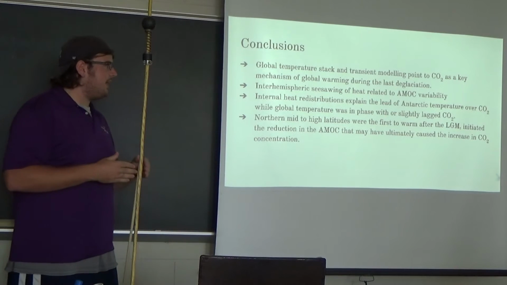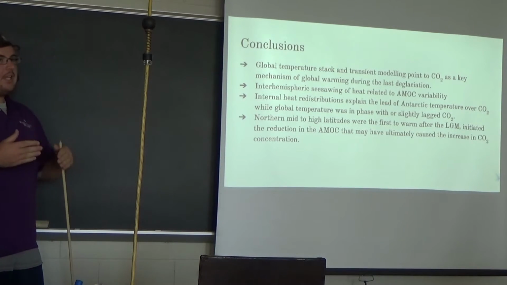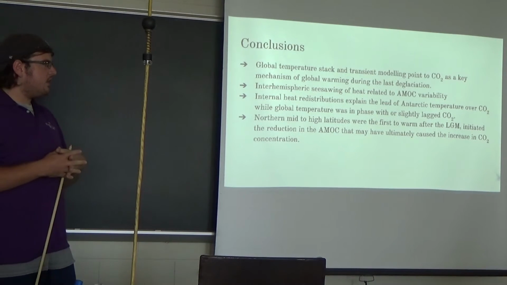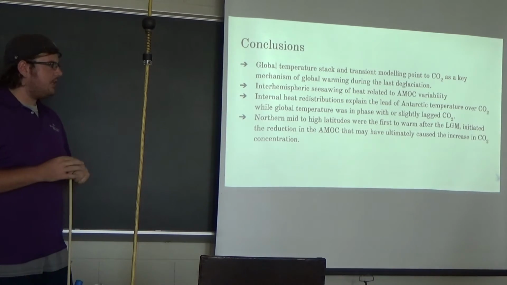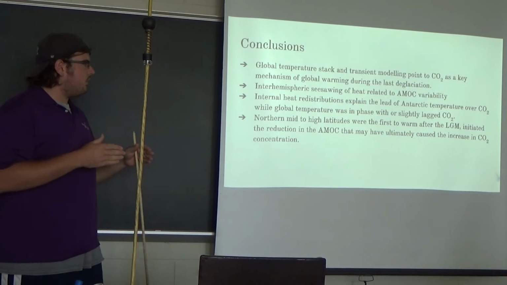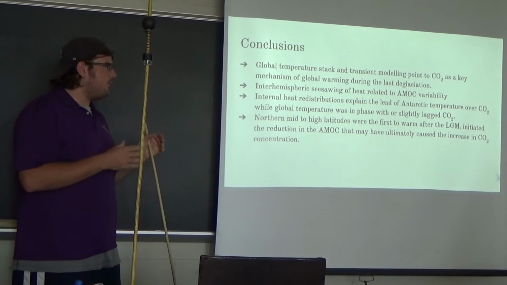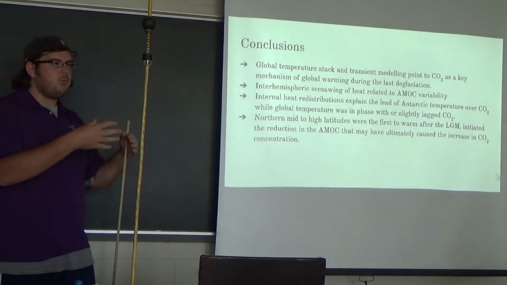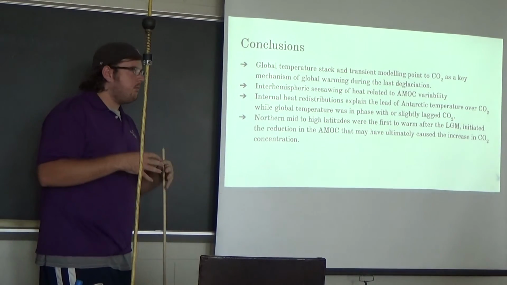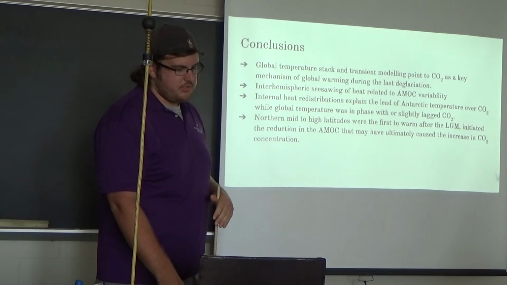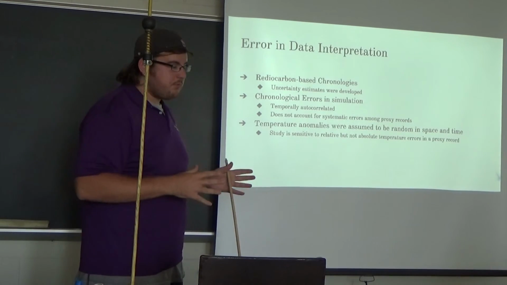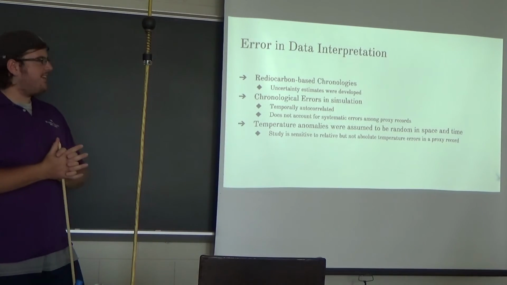In the northern high latitudes, the first warming of the last glacial maximum initiated the reduction in the AMOC that may have ultimately caused the increase in CO2. So they are basically concluding that the northern hemisphere would have been warmer at some point, and that would have aided in the pushing of the AMOC current that then led to this deglaciation cycle. So this would be error and date interpretation.